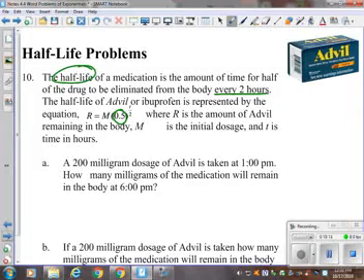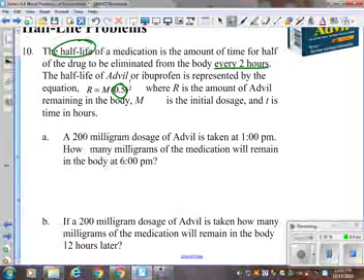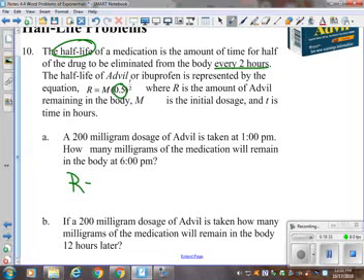Now, let's talk about part A. Now, this formula is already filled in. Some of the formulas won't be, so we'll go over one that you have to fill in yourself also. A 200 milligram dosage of Advil was given at 1 o'clock. How many milligrams will you have at 6 o'clock? So step 1. How much did you have when you started? Because that's M. 200. The initial dose we took was 200.